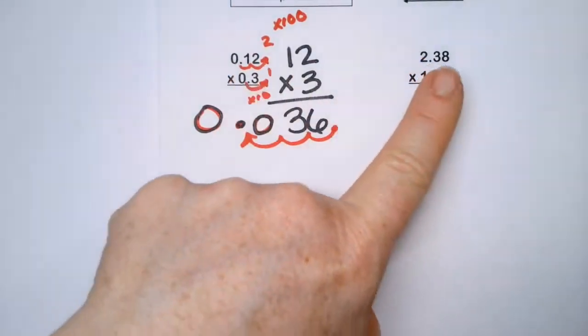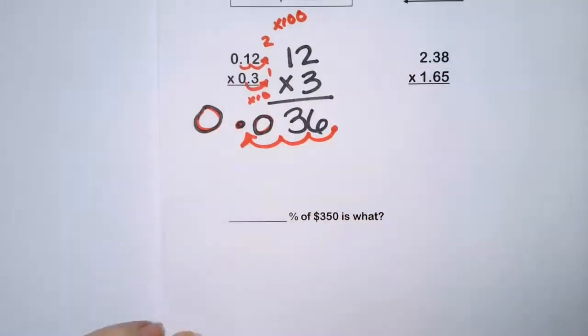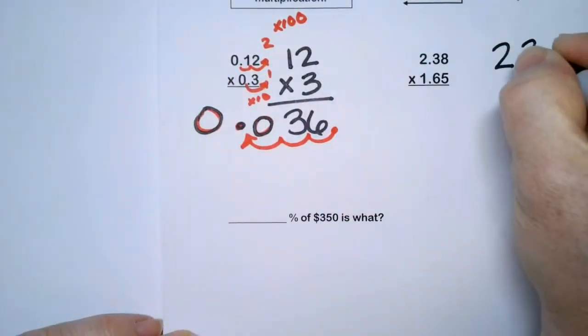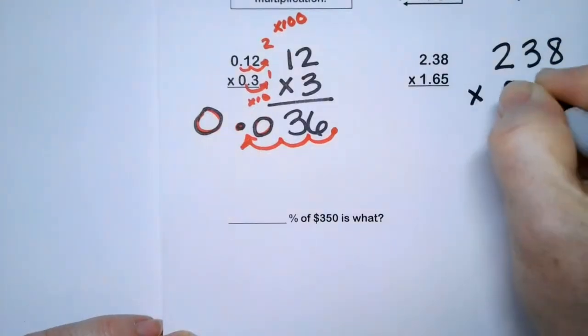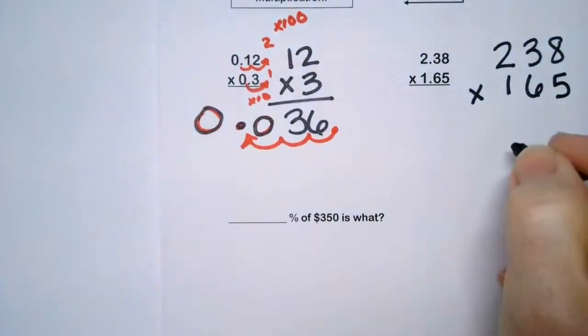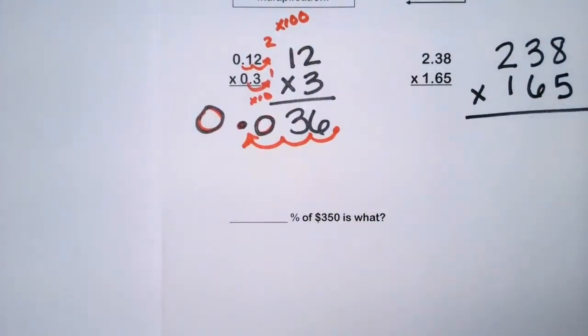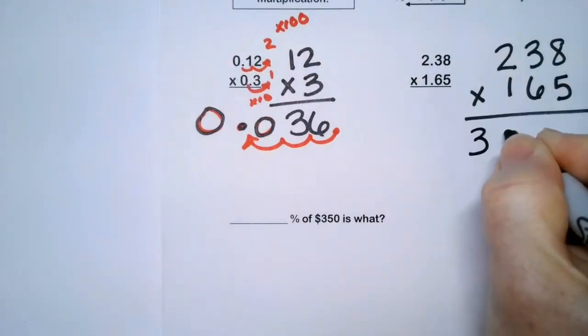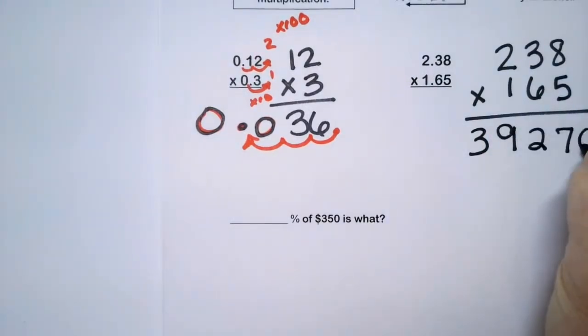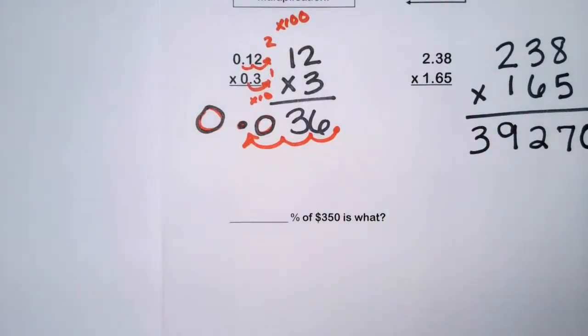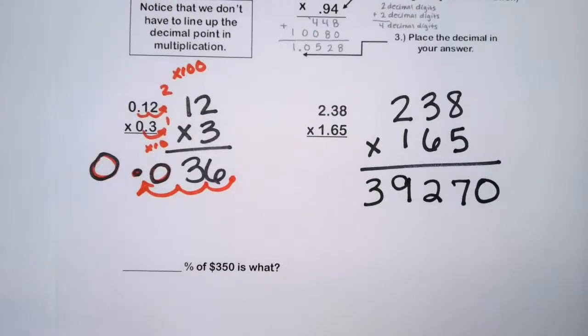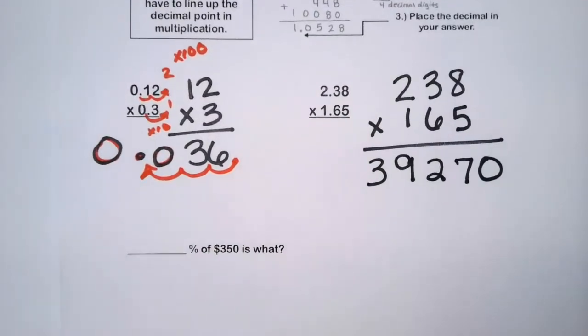Okay, let's do this one. 2.38 times 1.65. So what am I going to do? I'm going to go 238 times 165. Now I'm going to give you the answer so you don't have to do a 3 by 3 multiplication first thing. All right. And what I'm going to do is I'm just going to write the number, but you tell me, where does the decimal point go? So what do you think? Oh, I'm sorry. You can't see that. There we go. Better? There we go. Where does the decimal point go?